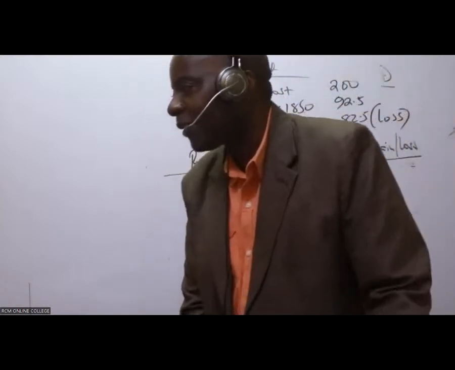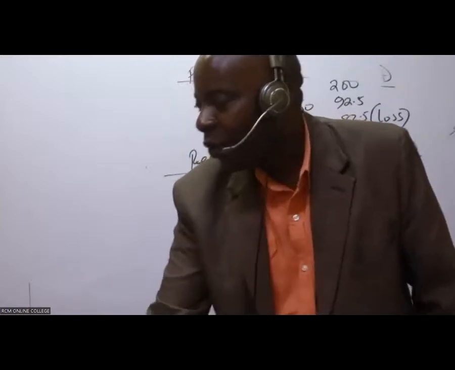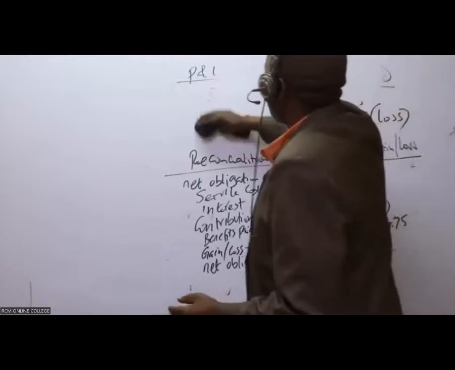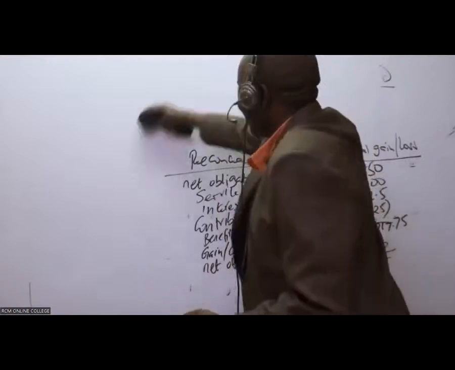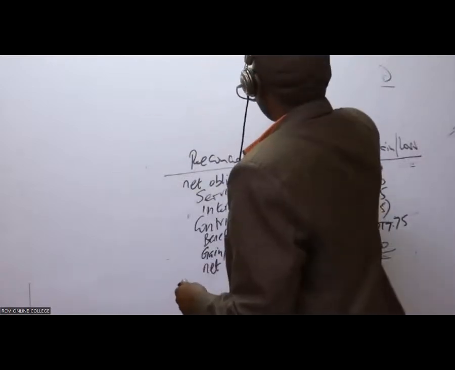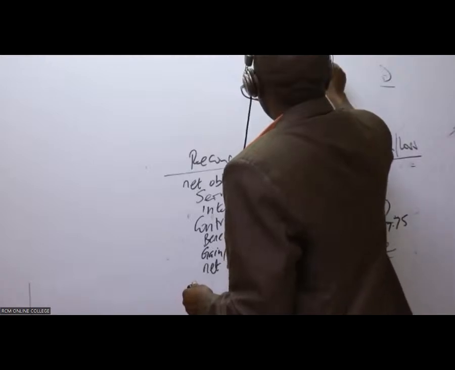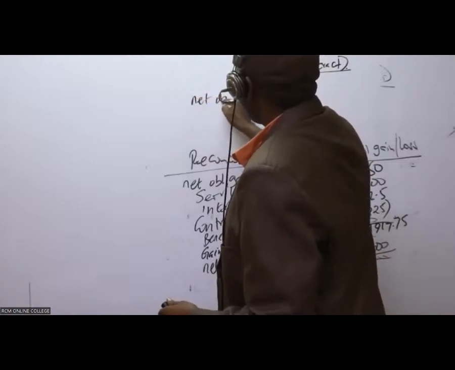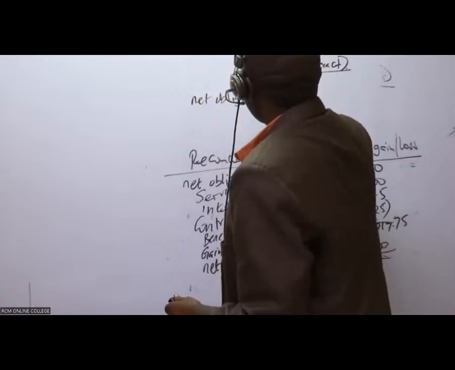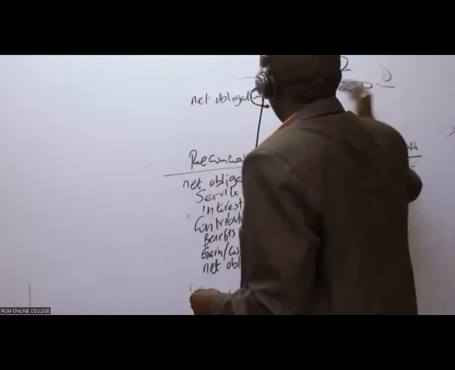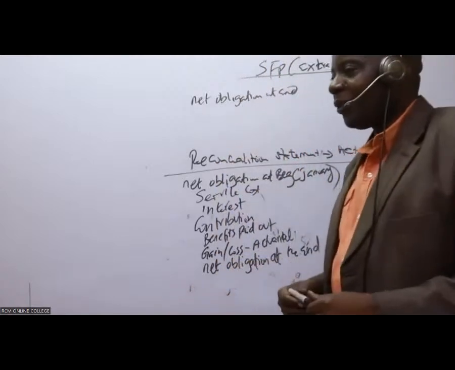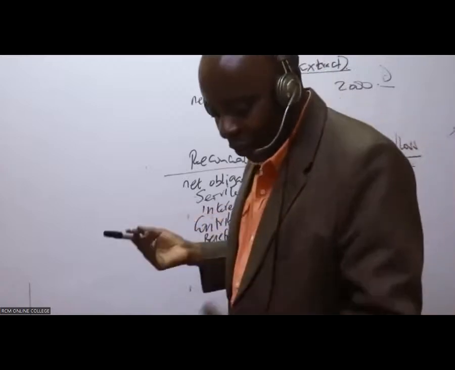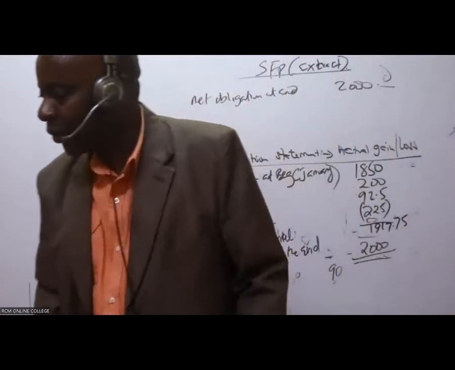Okay, why don't we do an SFP? In this case, this was an easy one. The statement of financial position extract. So you simply give us the net obligation at the end, which is 2,000. Then you are done, because it is just 1 year. Thank you very much for asking those great questions.